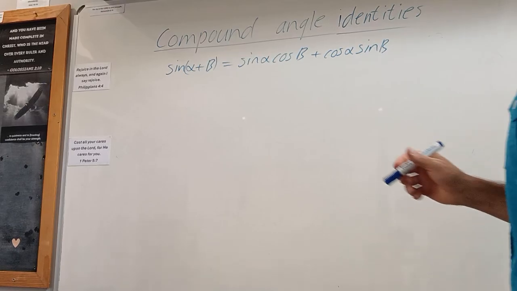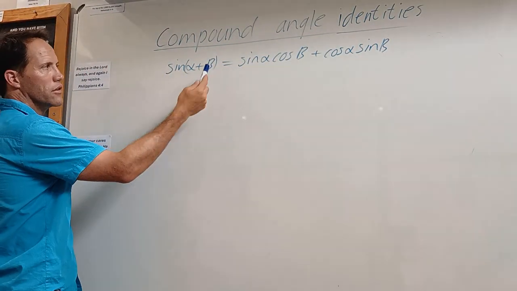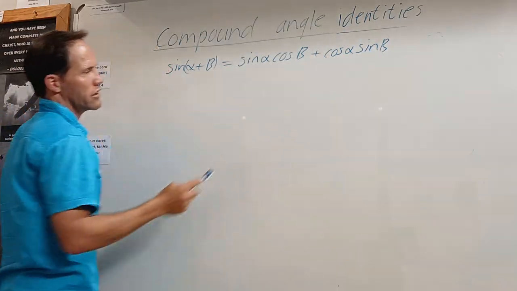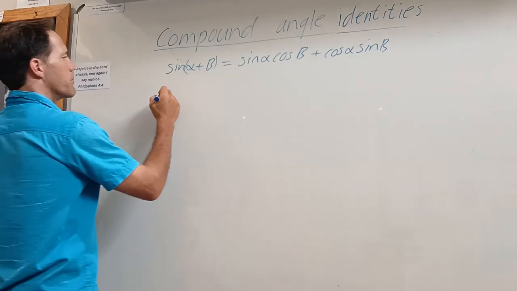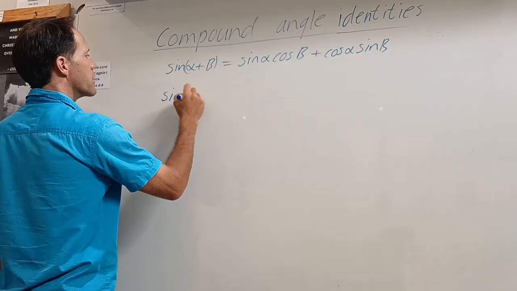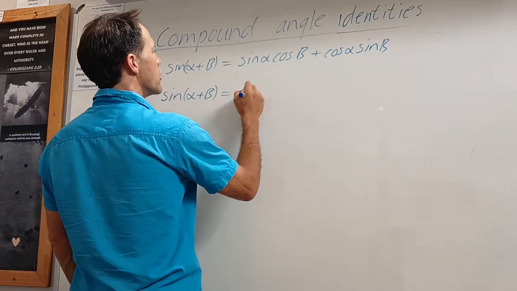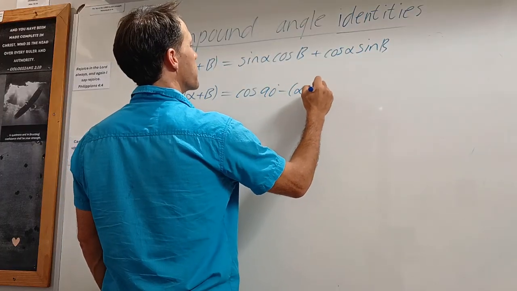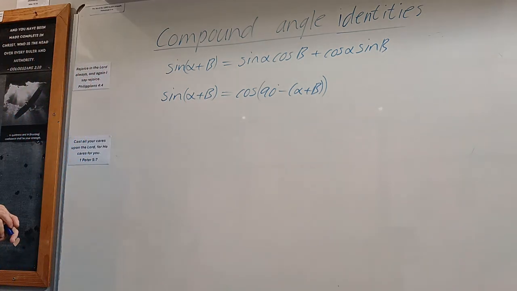Okay, so if they ask you the derivation of this one, sine alpha plus beta, to show that this is equal to sine alpha cos beta plus cos alpha sine beta. Okay, so for this one, to show that that's what it's equal to, you can start by saying make sine alpha plus beta, make it cos 90 minus alpha plus beta. Okay, so what do we use there?